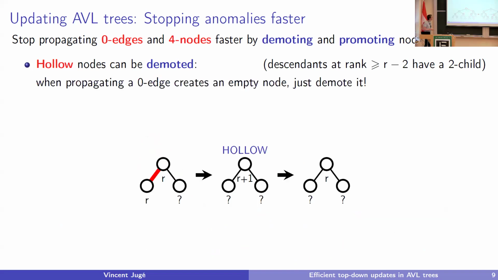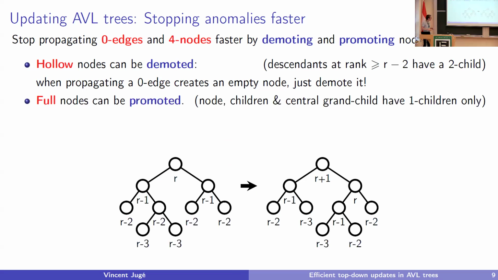In particular, if I'm propagating a zero edge, by increasing the rank of the top node of the zero edge, and the resulting node is hollow, then what I can do to stop propagating the zero edge is just to demote it. Then it will be a terminal operation, and I like it. So I try to find the simplest way to stop propagations that could not be stopped by the original algorithm. And then you can try doing something similar when you are doing deletions of elements.